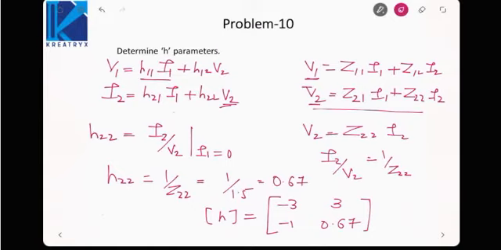In the next lecture, we will continue our study of the 2-port parameters, and we will see the connection of different networks and how the parameters will change when two networks are connected to each other.